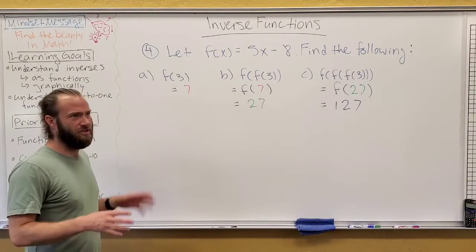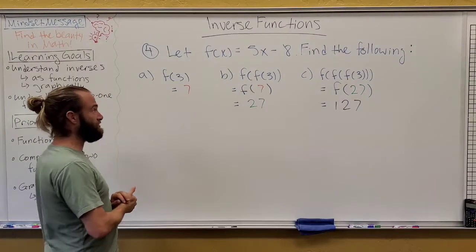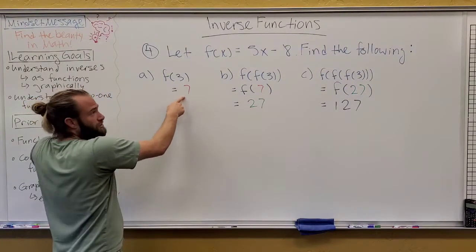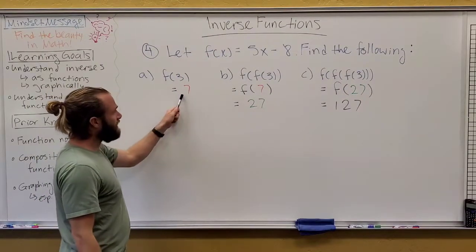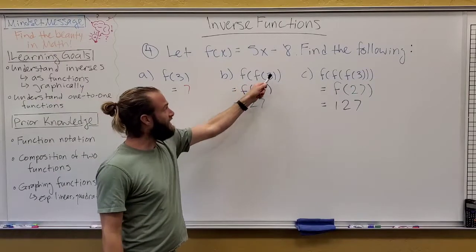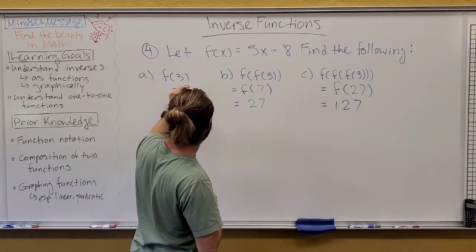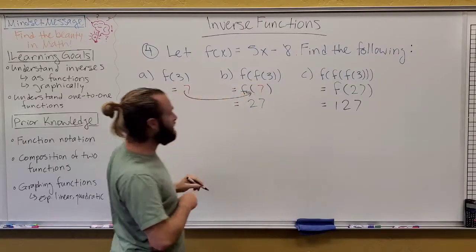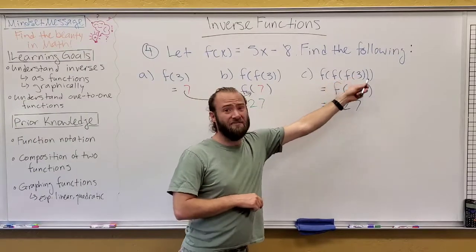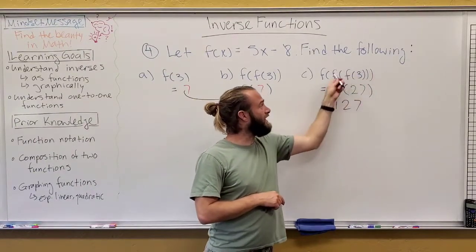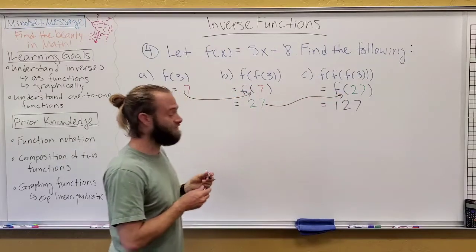You didn't have to do it exactly the same way I did it here, but you should still in the end have gotten the same answers as me. So f of 3 is just equal to 7, we plug it in. Now the cool thing about this is, whatever I got out of here, that previous output is now my input, right? And the same with this one here. Luckily we already did f of 3, so that was 27. So really what we're saying is, what's f of 27?